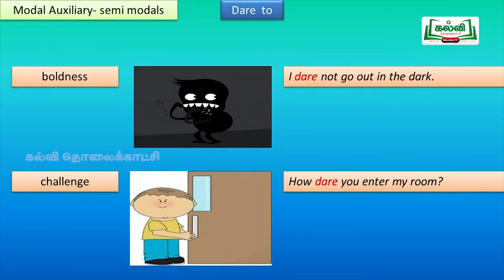Let's come to how to use dare to. Dare to is used to express boldness and challenge. Look at the picture. Can you see anything? Right. Yes. Dare, boldness. I dare not go out in the dark. So, in this kind of situation, you can use dare to show the boldness. Right. Coming to the next picture. Yes. How dare you enter my room? It's a challenge.